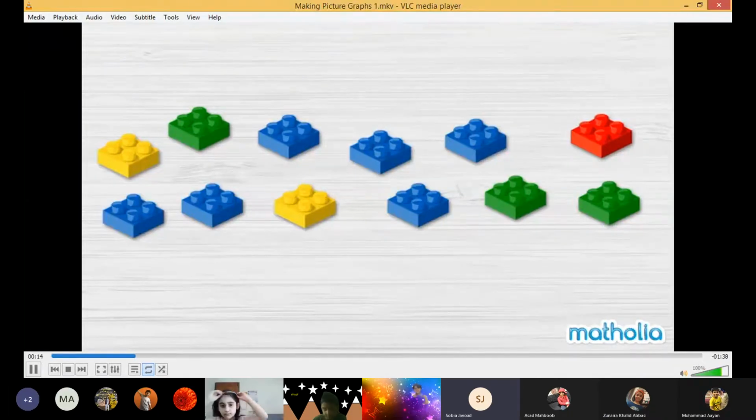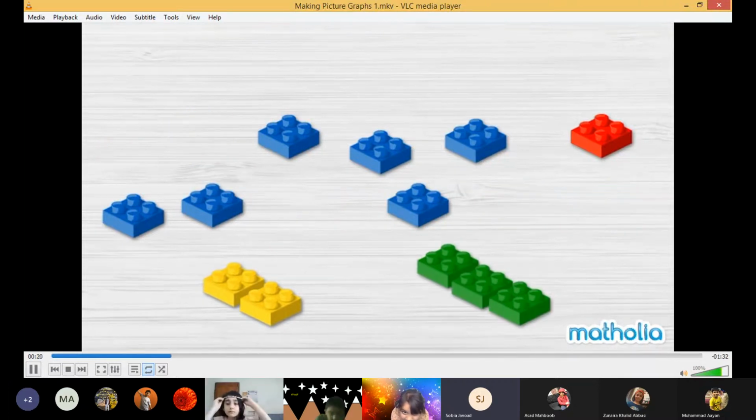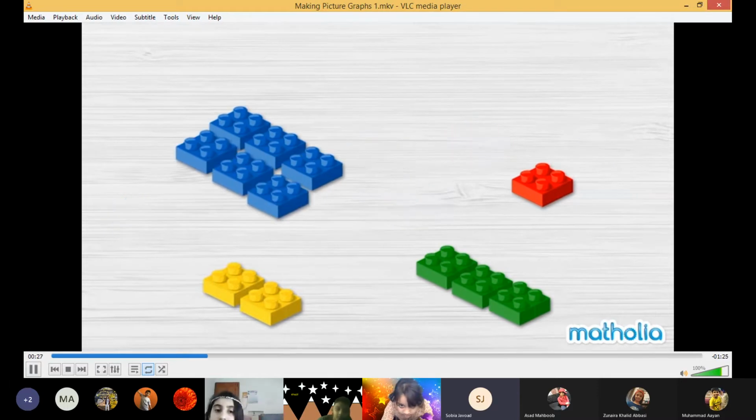Color. We can put the yellow blocks here. You can see the red block there. And the blue blocks all together here. Can you count the blocks in each set? There are 6 blue blocks, 2 yellow blocks, 1 red block, and 3 green blocks.